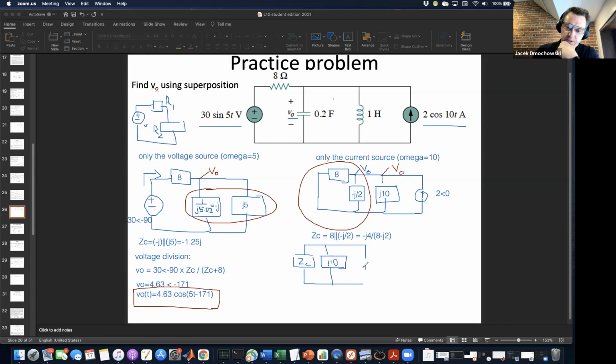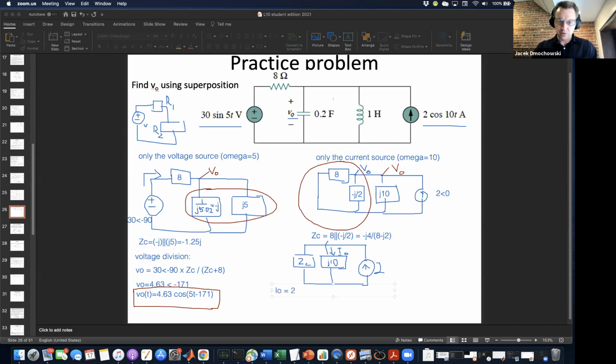This is my current source. To figure out what the voltage is here, you can get either one of the currents. I'm just going to solve for this current, and I'm going to call this I naught. Once I solve for I naught, I will multiply it by j10 to get the voltage V naught here. But I could have equally solved for the current through ZC and then multiplied that by ZC. They will both give you equivalent answers.